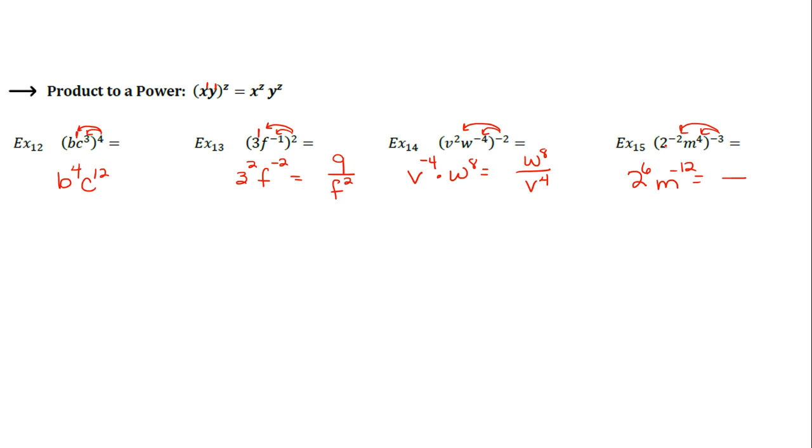So 2 to the 6 is, let's write this out. 1, 2, 3. So that gives me 4, another 4, and another 4. That gives me 16, and that gives me 64. So 64 over m to the positive 12.